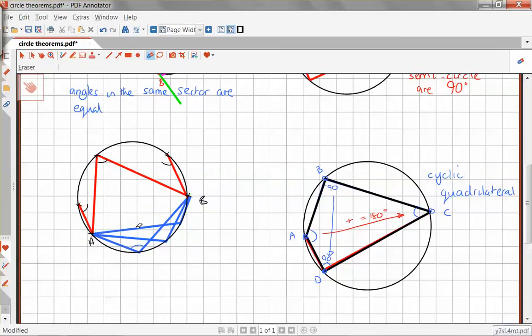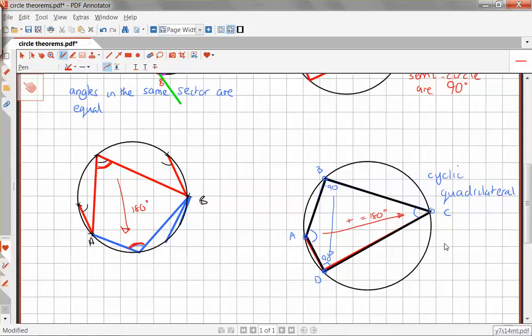Delete that one, delete that, delete that, delete that. What shape have I got? The same as the other one. So it's called a cyclic quadrilateral, and this angle here and this angle here add up to 180 again. Even if they're not 90 and 90, opposite angles add up to 180.